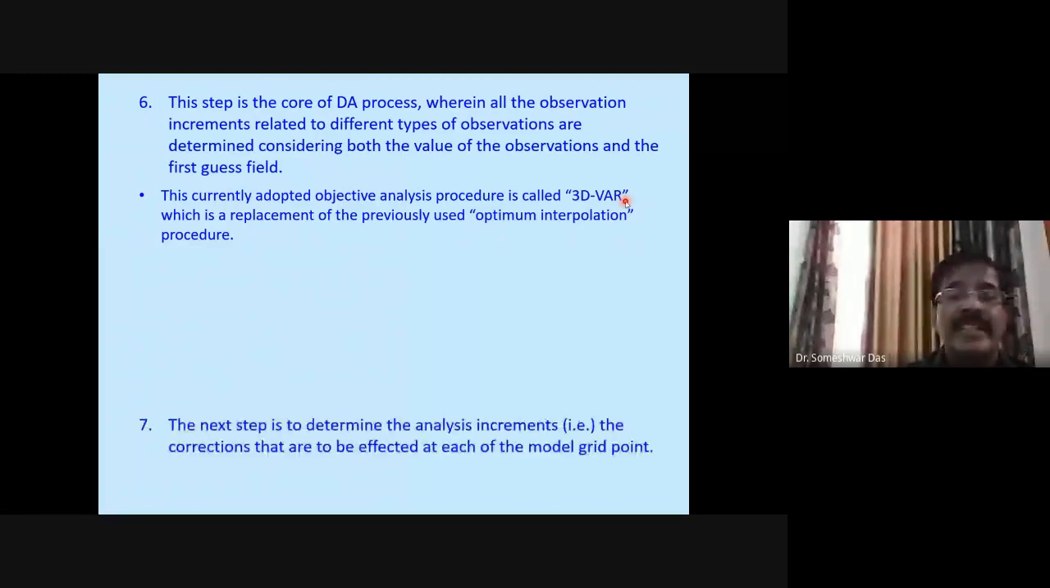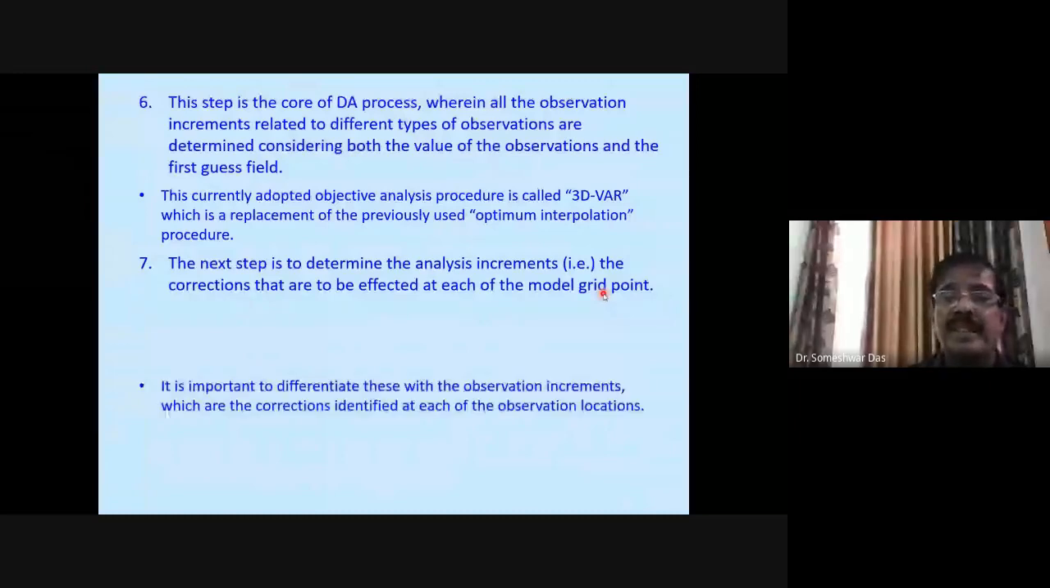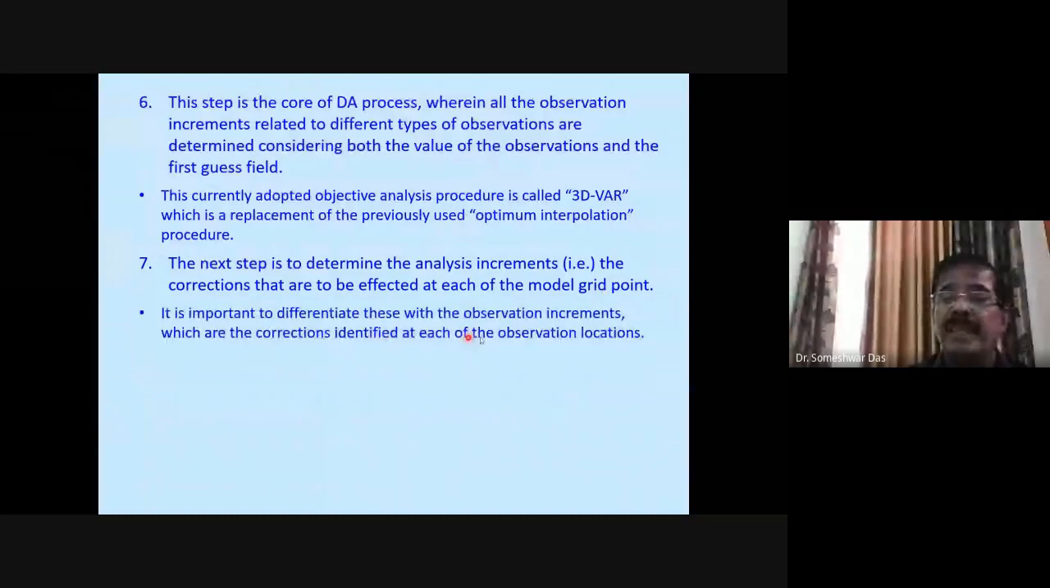The next step is to determine the analysis increments, that is the corrections that are to be effected at each of the model grid points, right? Analysis increment, that also we talked about yesterday. It is important to differentiate these from the observation increment. These are two different things. Observation increments are the corrections identified at each of the observational locations. That means observational increments are the corrections at the observational locations.